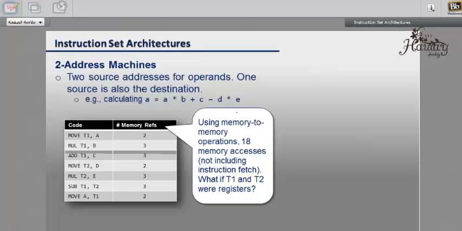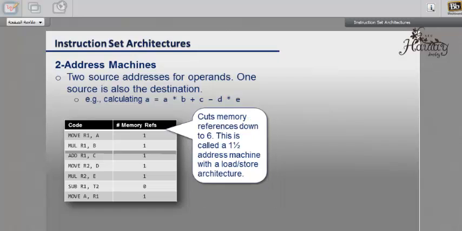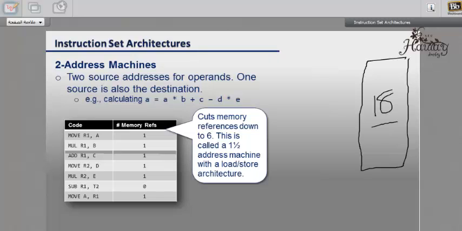What if we cut it down? We can cut it down by, here's where the register comes in. So 18 in the previous method, 18 times we had to access the memory. But if we had the register, the number will be reduced much. Why? Now instead of having the T2 or T1, we have the values in the register.